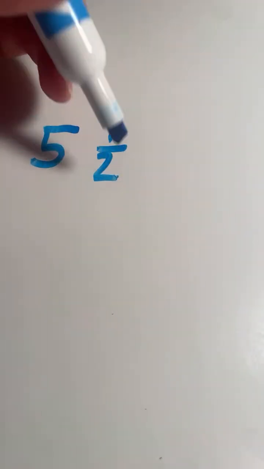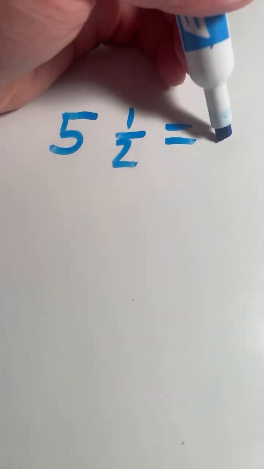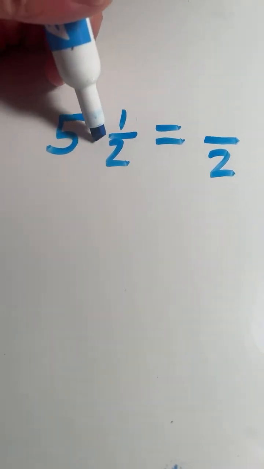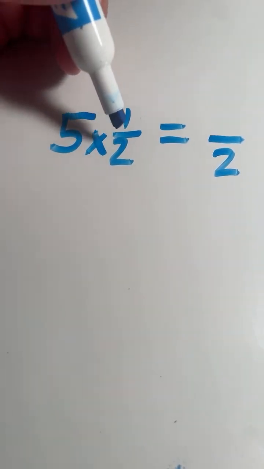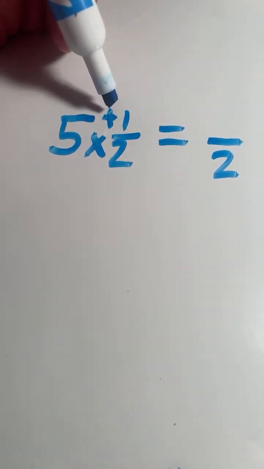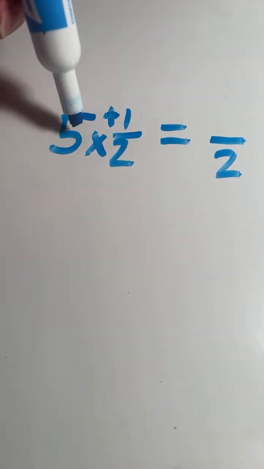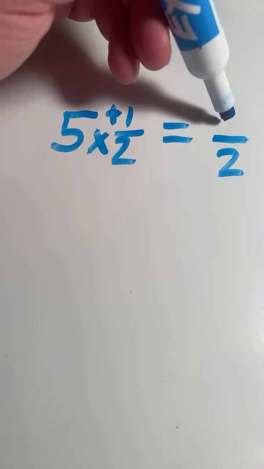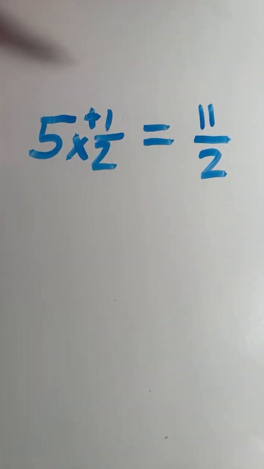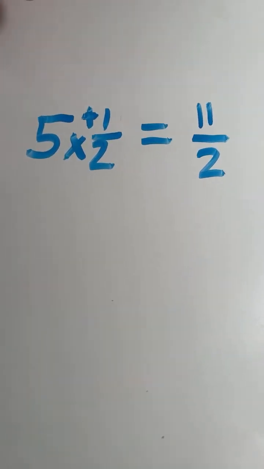5 and 1/2. We have to convert that to an improper fraction. So step one, we copy over our denominator. That stays the same. Step two, we multiply our denominator times our whole number, and then we add our numerator. So 2 times 5 equals 10. 10 plus 1 equals 11. So 5 1/2 converted into an improper fraction is 11 over 2.